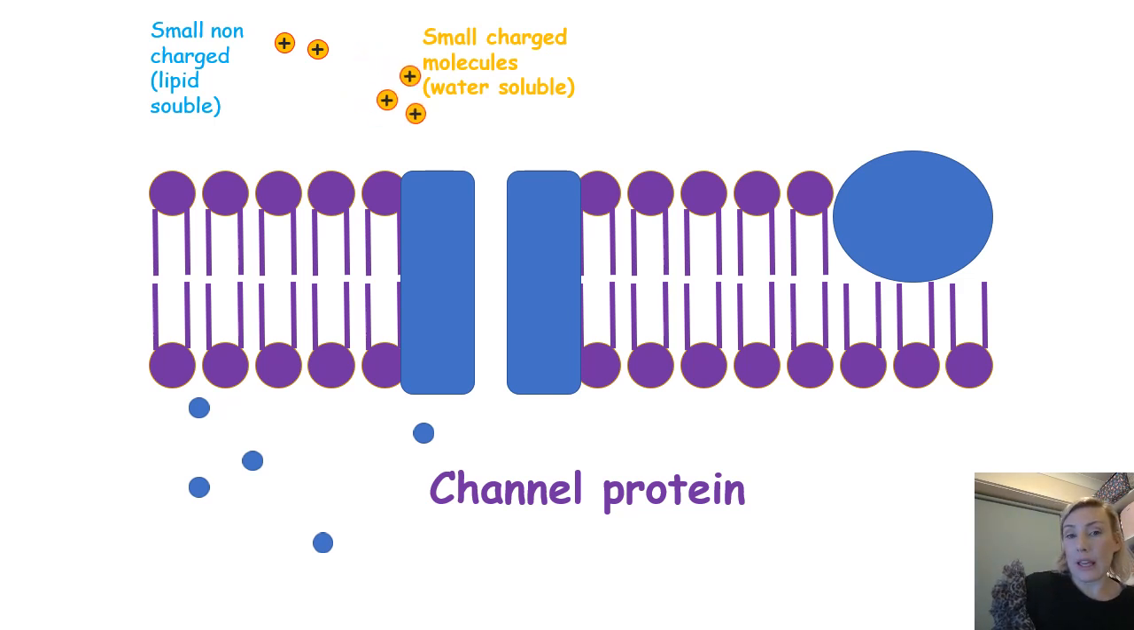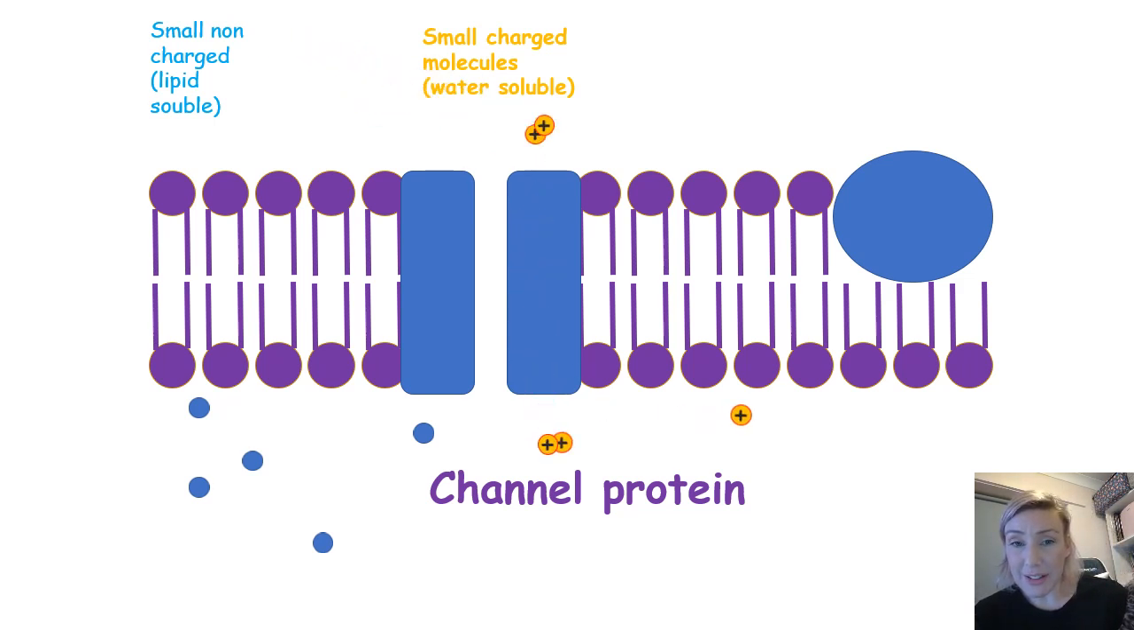So if you've got the right channel present, although it looks like it's slightly misaligned in my animation, they're all supposed to be going through this channel in the middle. The small charged molecules will move through that channel protein if it's present in the membrane. Again, there has to be a concentration gradient for that to happen. It's got to be more of those ions on one side of the membrane than the other. And if the right channel protein is present for that ion, it will then diffuse via the channel. So it's facilitated in its movement.